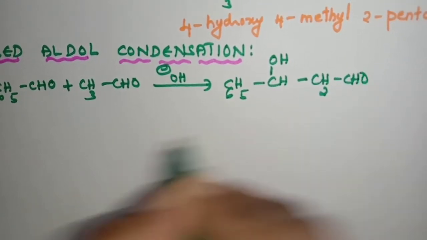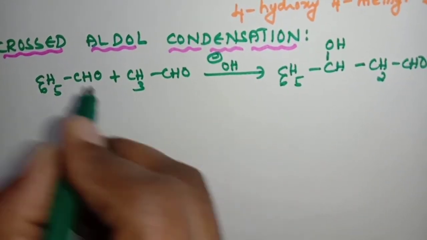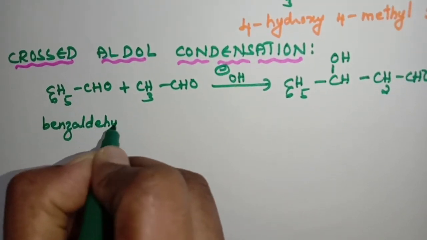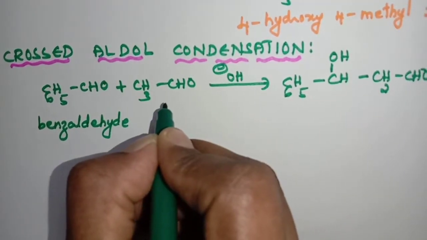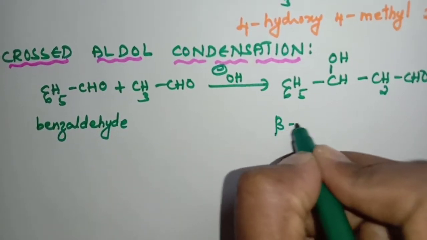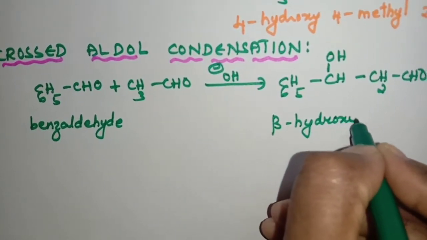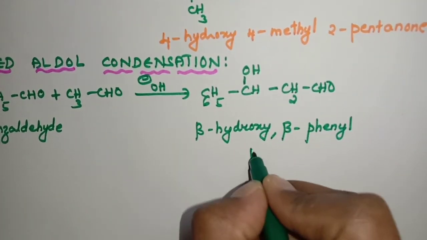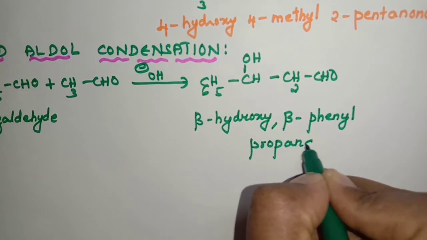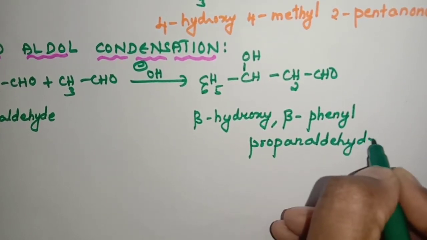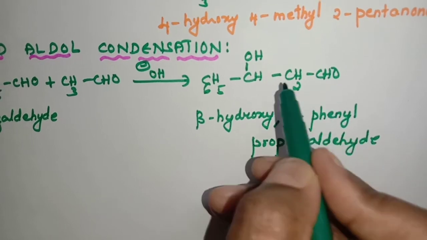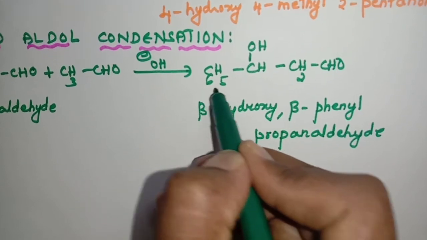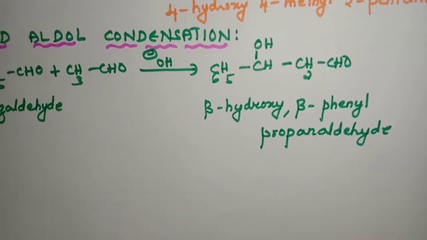Okay. So what did I take here? This is acetaldehyde. I need not write here. But this is benzaldehyde. It doesn't have alpha hydrogen, but acetaldehyde has alpha hydrogen. Okay. And its name is beta-hydroxy beta-phenyl propanaldehyde. See, this is C double bond O carbon, alpha, beta. So on beta carbon there is a hydroxy group, beta hydroxy, and also there is a phenyl group. So beta phenyl propanaldehyde. Okay.